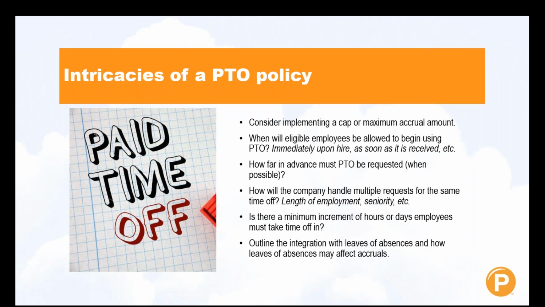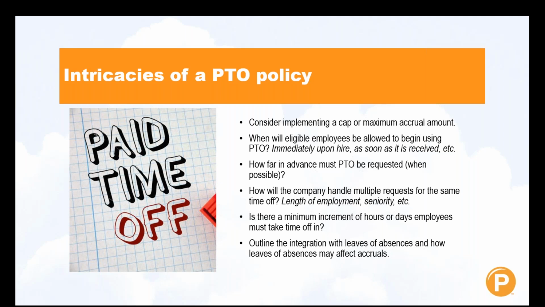When will eligible employees be allowed to begin using PTO? So we talked about when they'll become eligible, but when will they start accruing? But what about using? They could be different dates and they could be the same. How far in advance must PTO be requested? When possible, of course, emergencies do happen. How will the company handle multiple requests for the same time off? This is very important to put in writing.